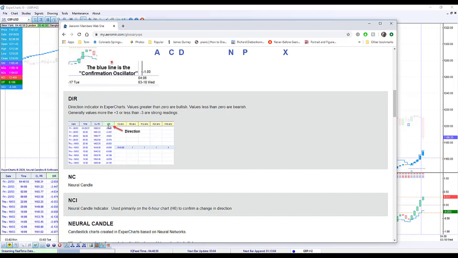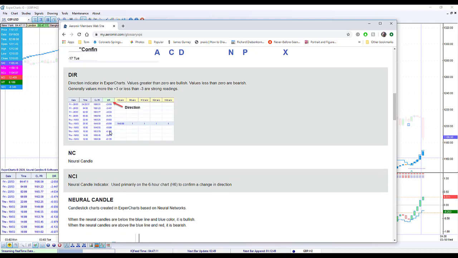The direction indicator, DIR, shows positive and negative numbers. Negative is bearish, positive is bullish. Generally, if you're within, say, 2 or 3 of 0, it's slightly bullish or bearish. It's not really strong. These numbers you can see are fairly big. There's 6, I think, and then there's some 7s below that. I've seen 8s. But anything over 3 or 4 is fairly strong in that one direction. So when we're trying to make a new trade, we want that direction indicator to be falling, getting closer to 0.